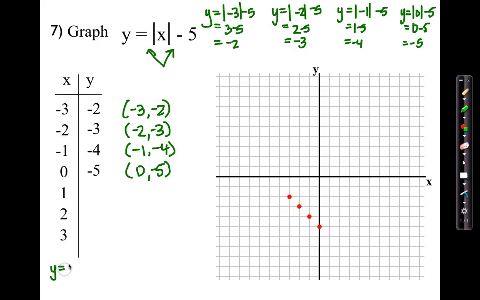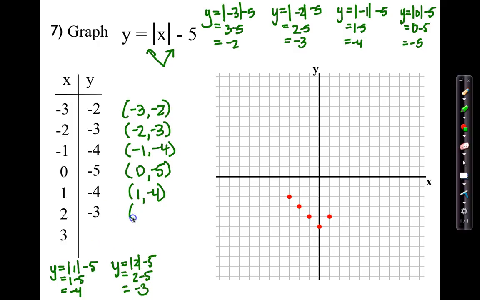Y equals the absolute value of 1 minus 5, which is going to be 1 minus 5, which is -4. Write down that ordered pair to get some credit on homework. 1 comma -4 is right here. Next one, y equals the absolute value of 2 minus 5, which is 2 minus 5, which is -3. Write down that ordered pair. 2 comma -3 is here.